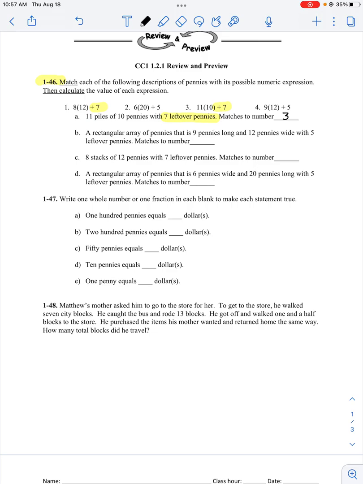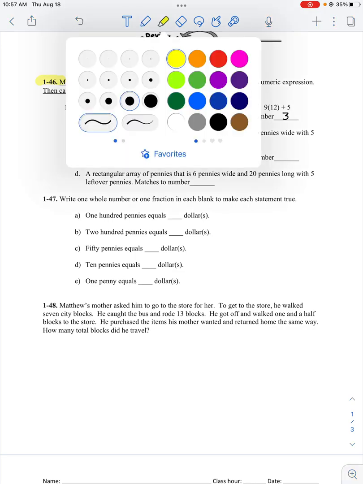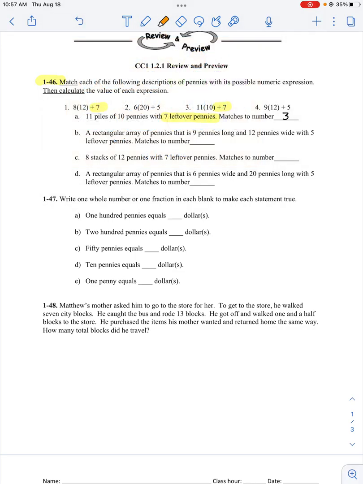Okay, part B, a rectangular array of pennies that is 9 pennies long and 10 pennies wide with 5 leftover pennies. Well, number 2 and number 4 have 5 leftover pennies, but only one of them has 9 pennies long and 12 pennies wide. It has to be number 4.